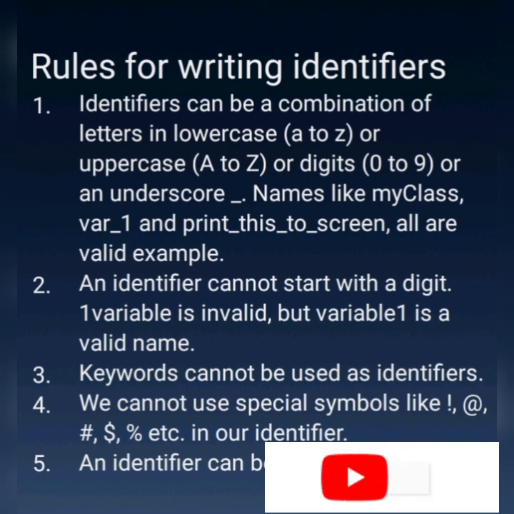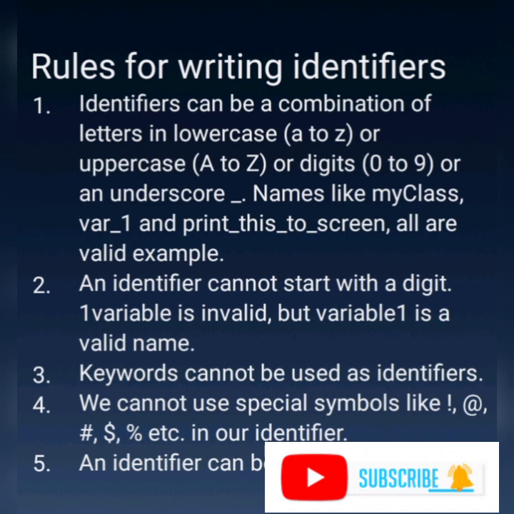An identifier can be a combination of letters in lowercase, uppercase, or digits. An identifier cannot start with a digit. Let's see here, 1variable is invalid because identifiers cannot start with a digit. But variable1 is a valid name because it satisfies the second condition: the name does not start with a digit.